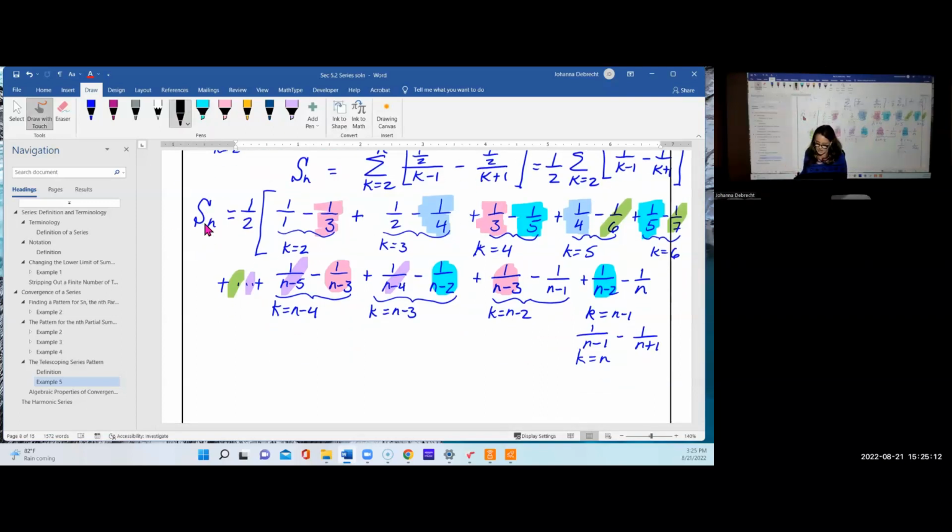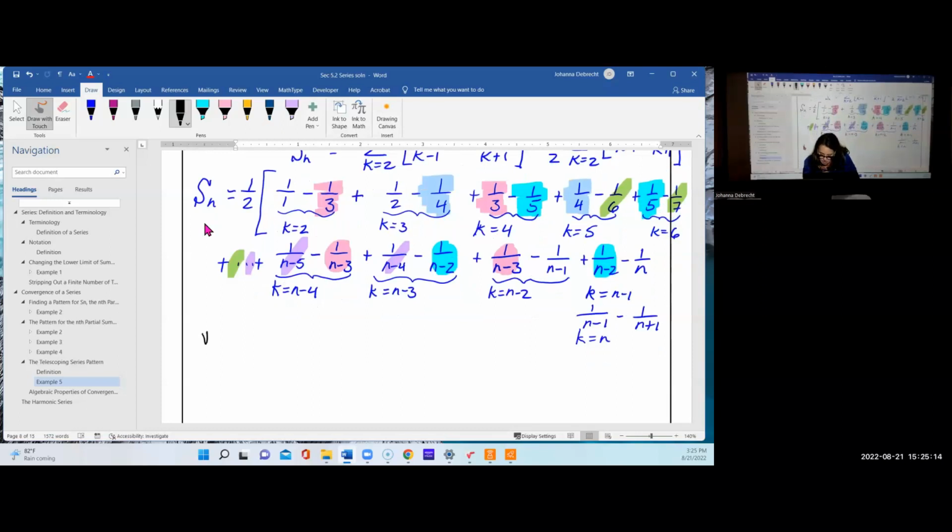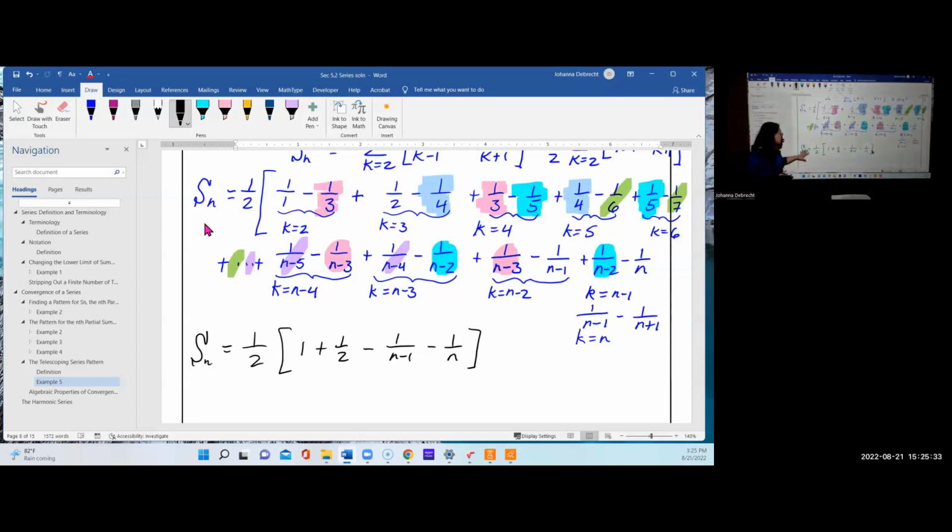So now let's write down what this comes out to be. So we have s sub n is equal to 1/2 times 1 plus 1/2 minus 1 over n-1 minus 1 over n. Now that's a representation, a pattern, if you will, or a formula to represent s sub n. And then to find s infinity, we need to take the limit of that as n goes to infinity.